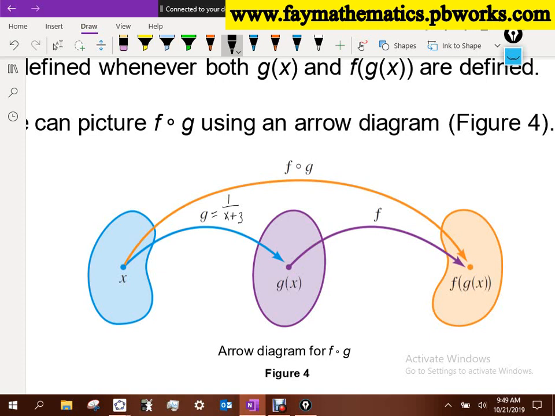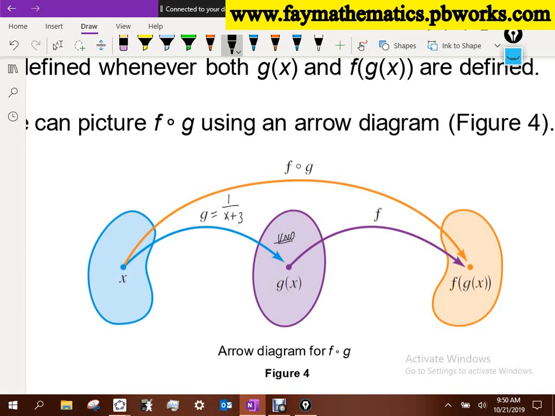So let's say G was 1 over x plus 3. Okay, and I ask you to choose x to be negative 3. What happens? Divide by 0. Can't do it, right? So my output becomes undefined. Therefore, there's nothing that I can run through my next function f, right?